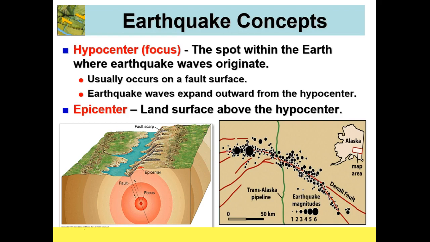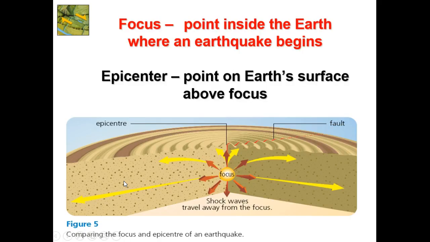Now, when we try to figure out where an earthquake is located, we're looking at 2 different things. We're looking at the hypocenter, also called the focus. That's the spot within the earth where it's focused. And then the epicenter. That's right above where the actual earthquake originated and then radiates out. Again, the focus is the point inside, the epicenter is on the outside.